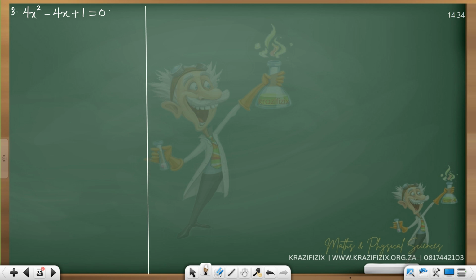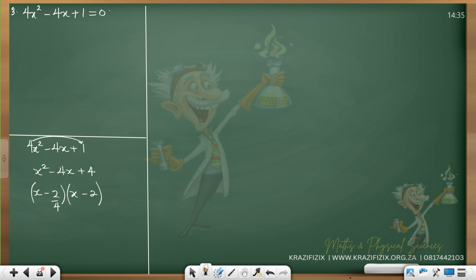The first one is where we open 2 brackets if possible. We would see where it won't be possible shortly. For us to open 2 brackets, you know what we do, right? We do our secret little thing here. 4x squared minus 4x plus 1. We multiply that by that. x squared minus 4x plus 4. We factorize quickly. I think x minus 2. We divide by 4. This is x minus half. Beautiful.